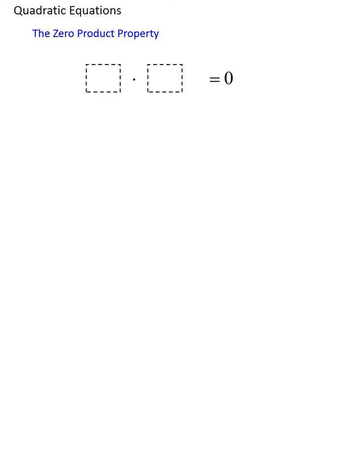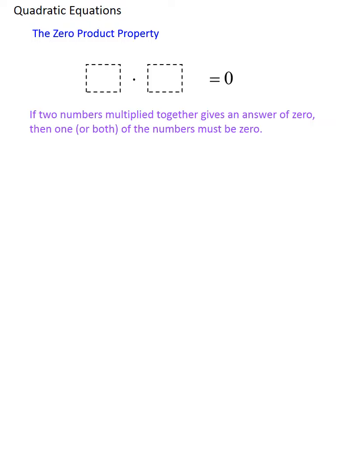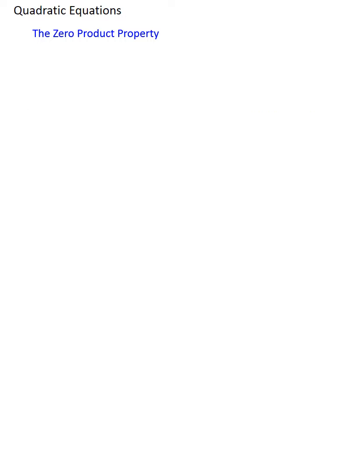There's no other way. Now this sounds totally obvious to all of us, but I'm giving it a name because we're going to need that idea to solve quadratic equations. By the way, here's a way to state it more formally. And 0 is kind of unique in this regard because it's the only number that has that property.